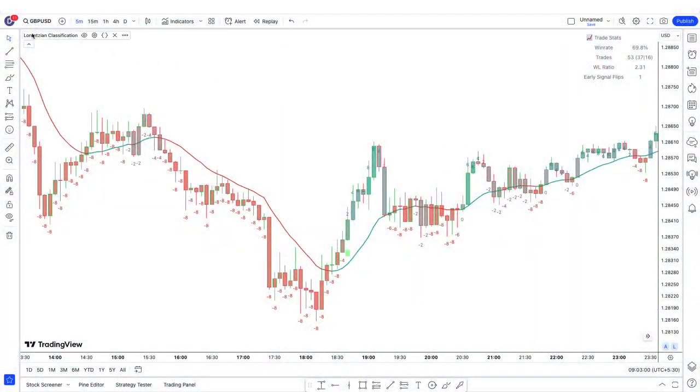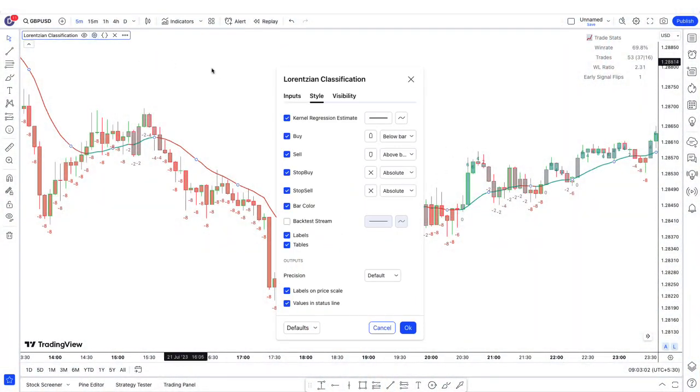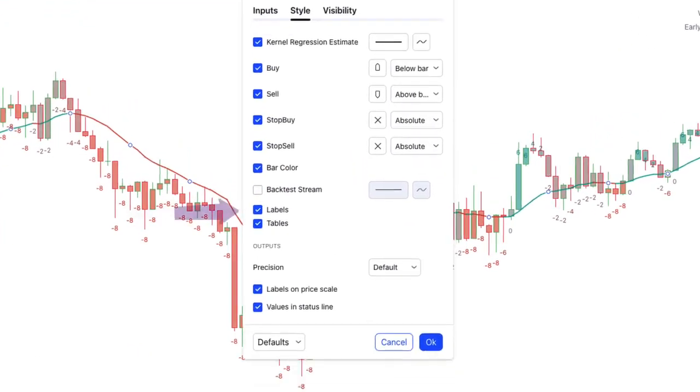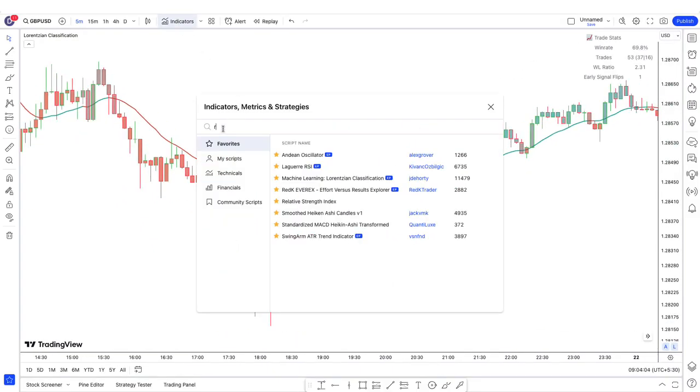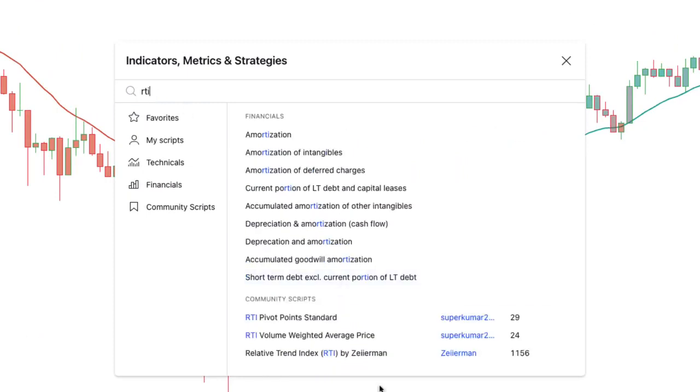We will use this indicator with its default settings, and we just remove the labels here in the settings, in the style tab, because in this strategy we don't need them and we just need these buy sell signals. The next indicator that we want to add is Relative Trend Index.